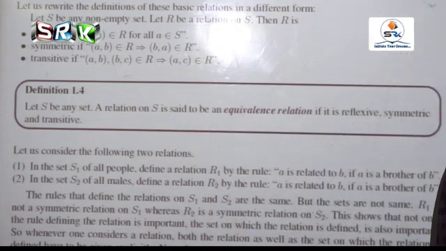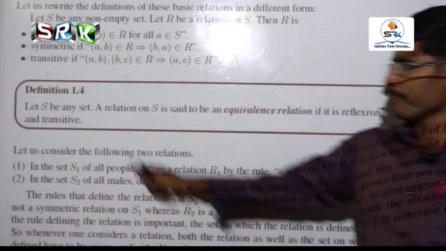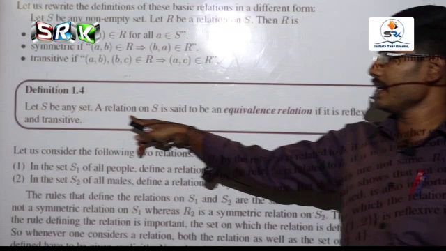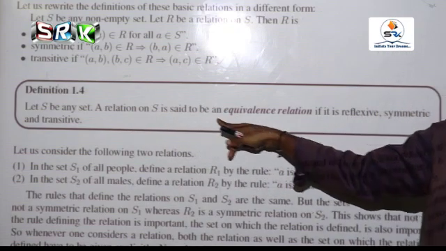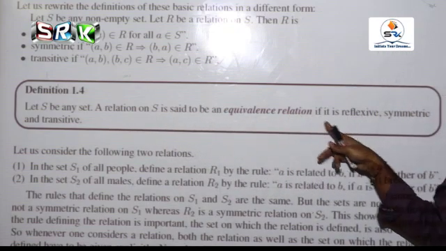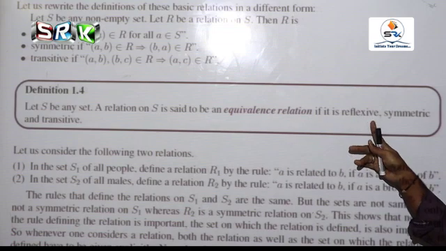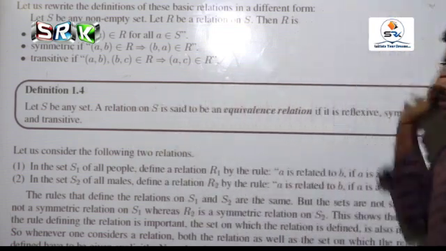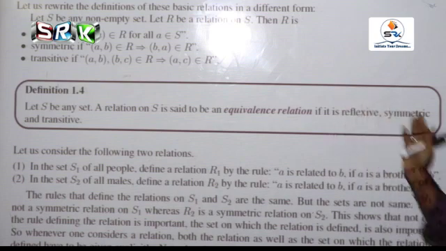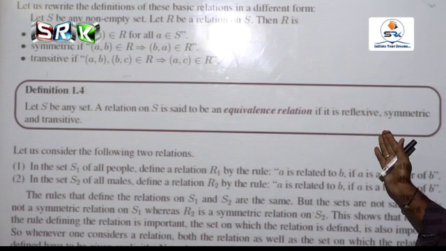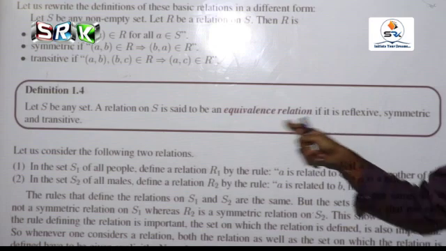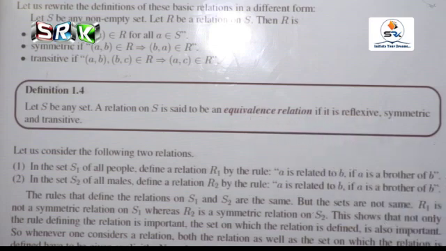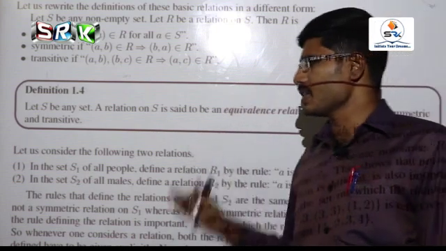Next, the definition of the term equivalence relation. Let S be any set. A relation on S is said to be an equivalence relation if it is reflexive, symmetric and transitive. If all three properties are satisfied, then we call it an equivalence relation.